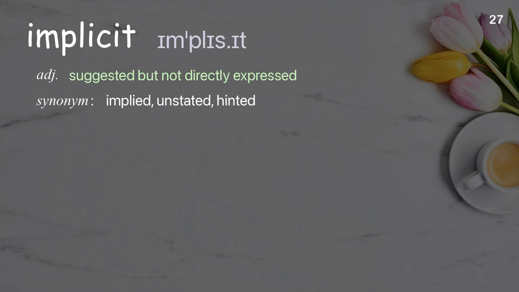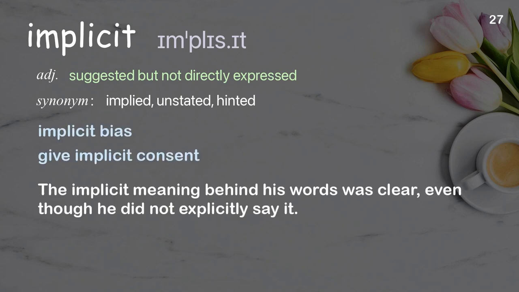Implicit. Suggested, but not directly expressed. Examples. Implicit bias. Give implicit consent. The implicit meaning behind his words was clear, even though he did not explicitly say it.